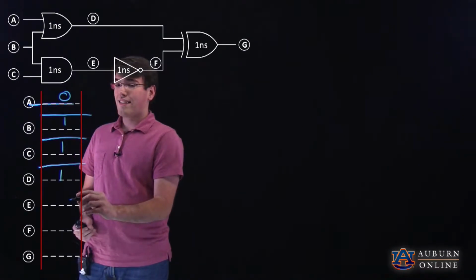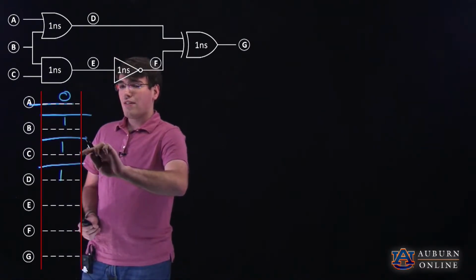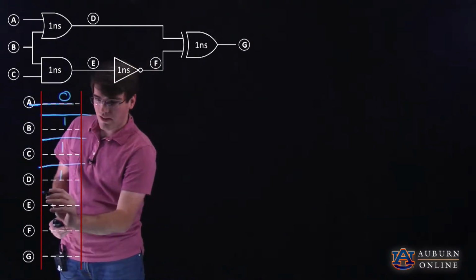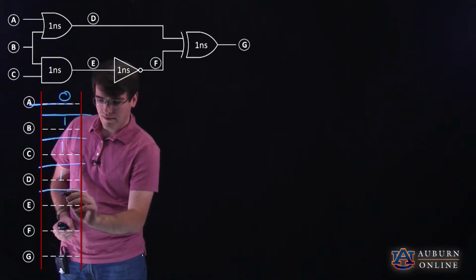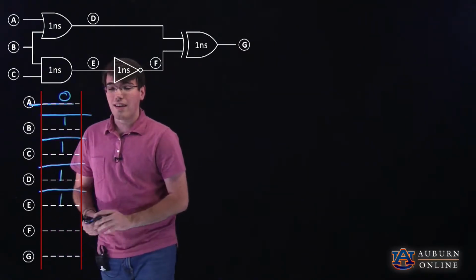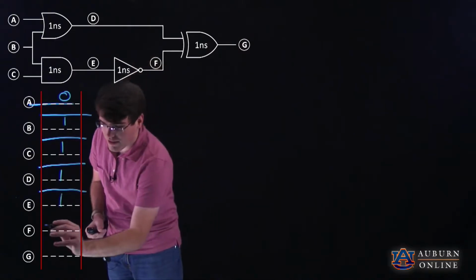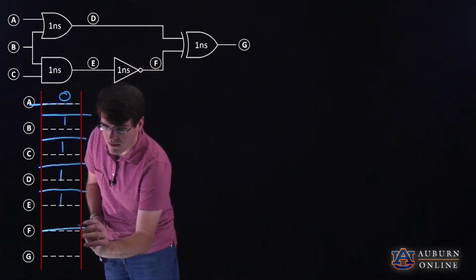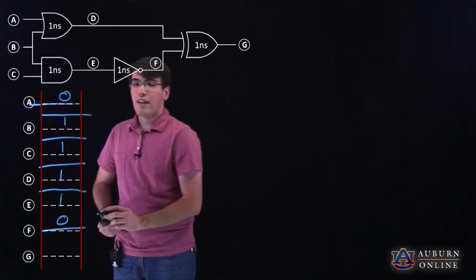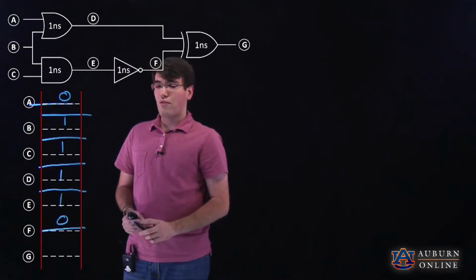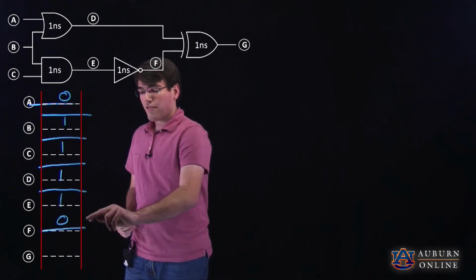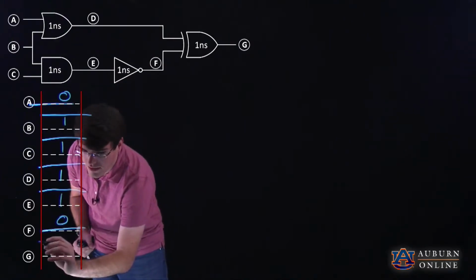At E, it's the AND of B and C, so 1 and 1 is also a 1. F is the opposite of E, so that'll be a 0. And G is going to be the exclusive OR of D and F, which will be a 1.